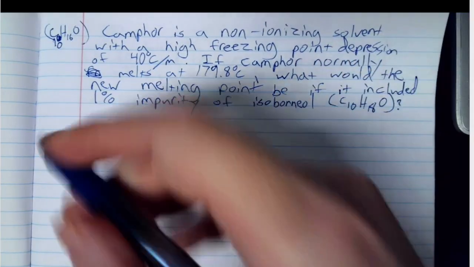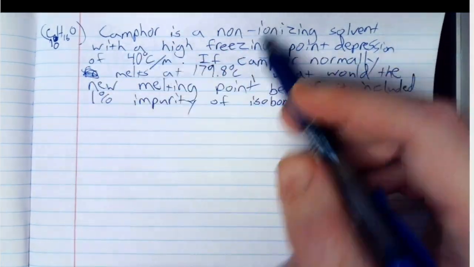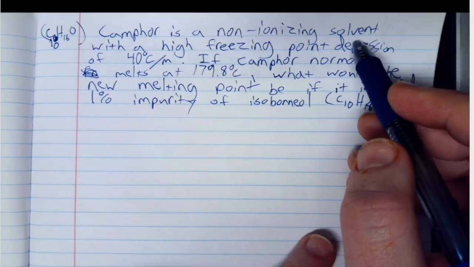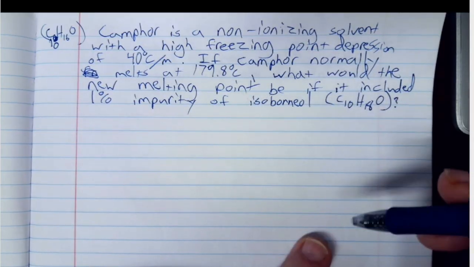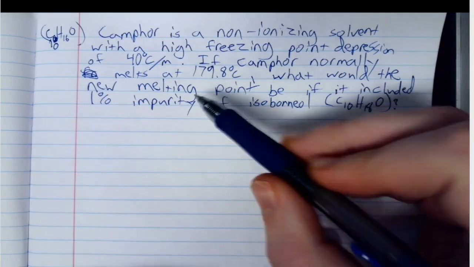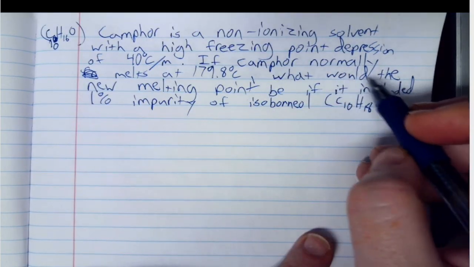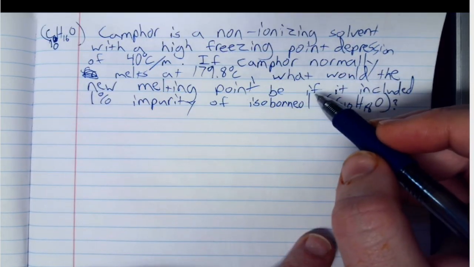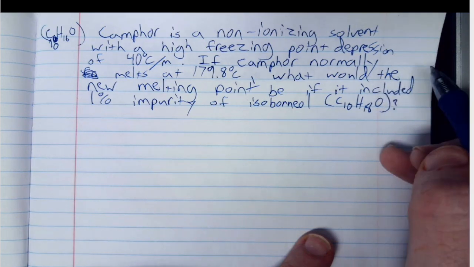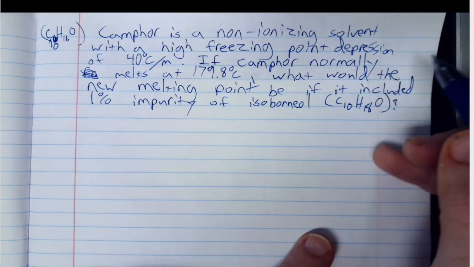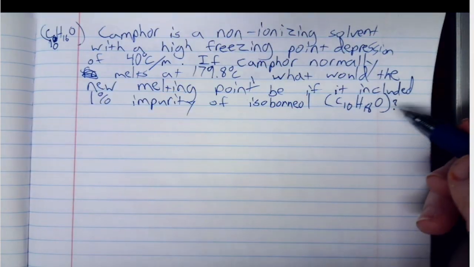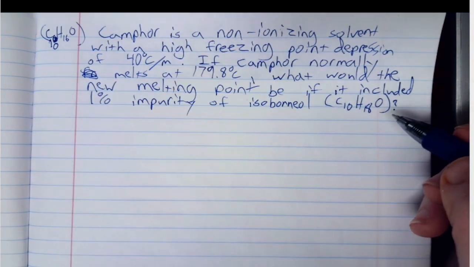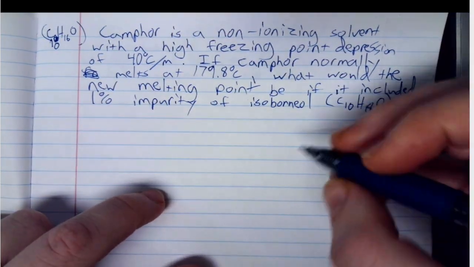So camphor, C10H16O, is a non-ionizing solvent with a high freezing point depression constant of 40 degrees C per molal. If camphor normally melts at 179.8 degrees Celsius, what would the new melting point be if it included 1% impurity of isobornyl, C10H18O? 1% by mass.